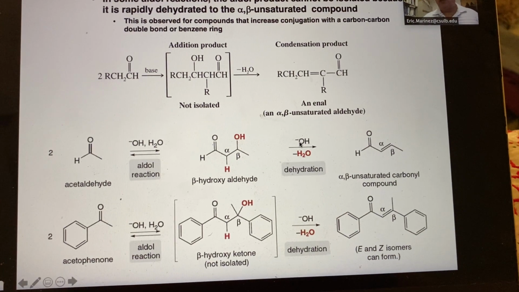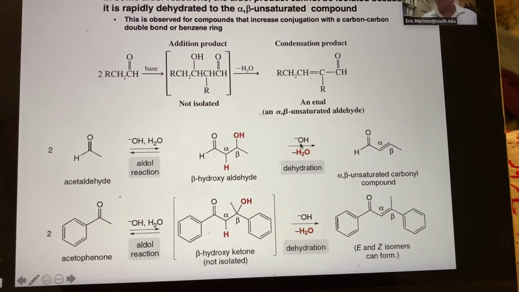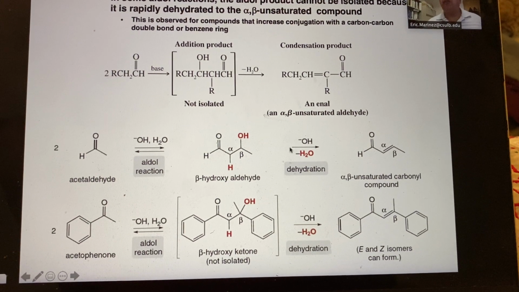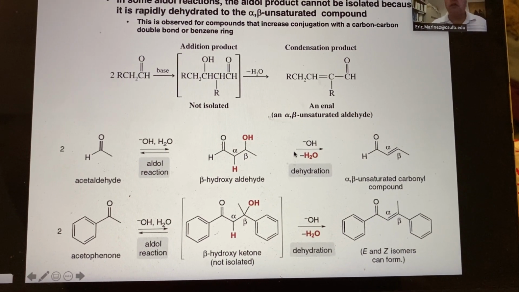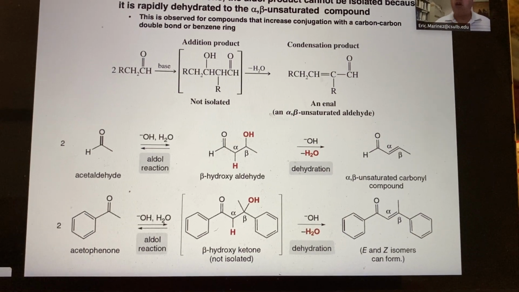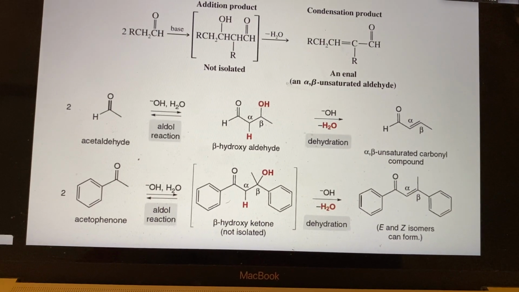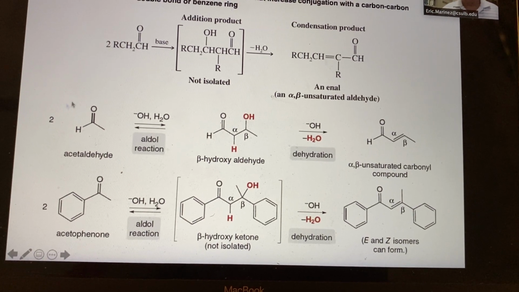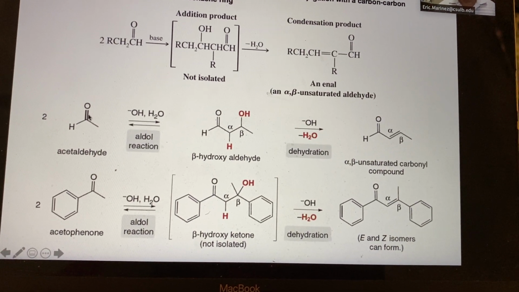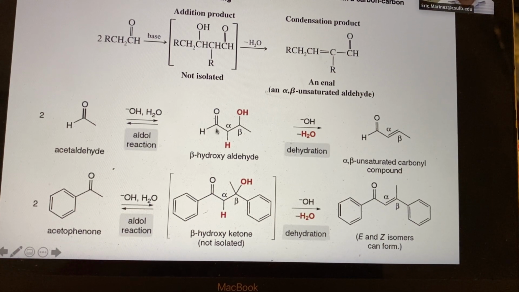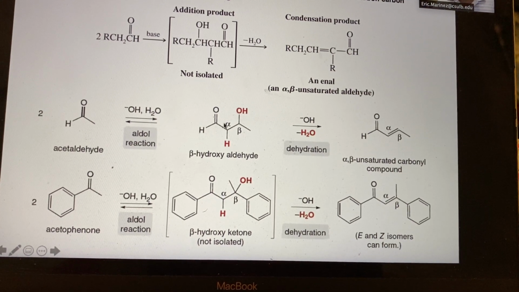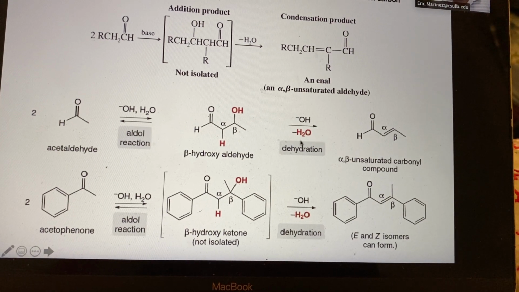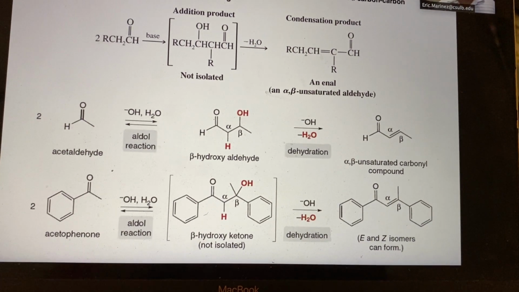And the thing that I want you guys to recognize to help you out is if I use base and I use a delta sign, which is heat, heat always favors elimination reactions. So if I just have hydroxide, and I have an aliphatic system that has no conjugation, we will stop at the beta hydroxy system. In order to get it to eliminate, I must then use strong base, but apply heat, okay?